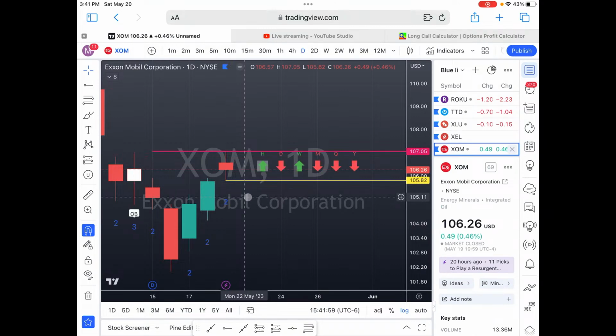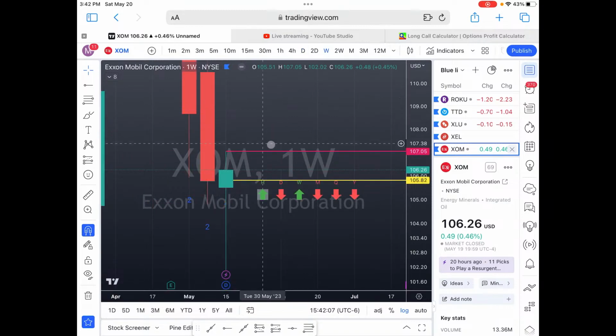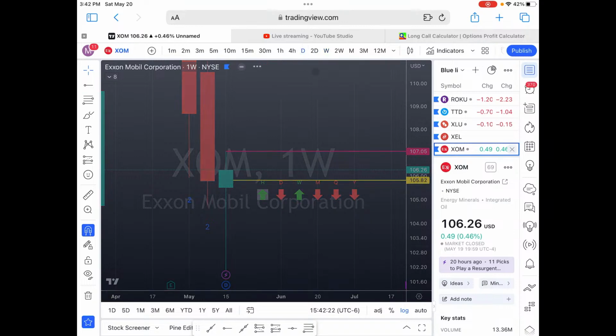XOM, 2-up red. So we look for the puts again at 105.82. But we do have that pink line there. Okay, that pink line, like we talked about earlier, that is telling me there's conflict. Because we're looking for a 2 down on the day, but we're looking for a 2 up on the week. We have a hammer candle. Body, wick 2 times the size of the body. We're going to look for those calls on the weekly at 107.05.